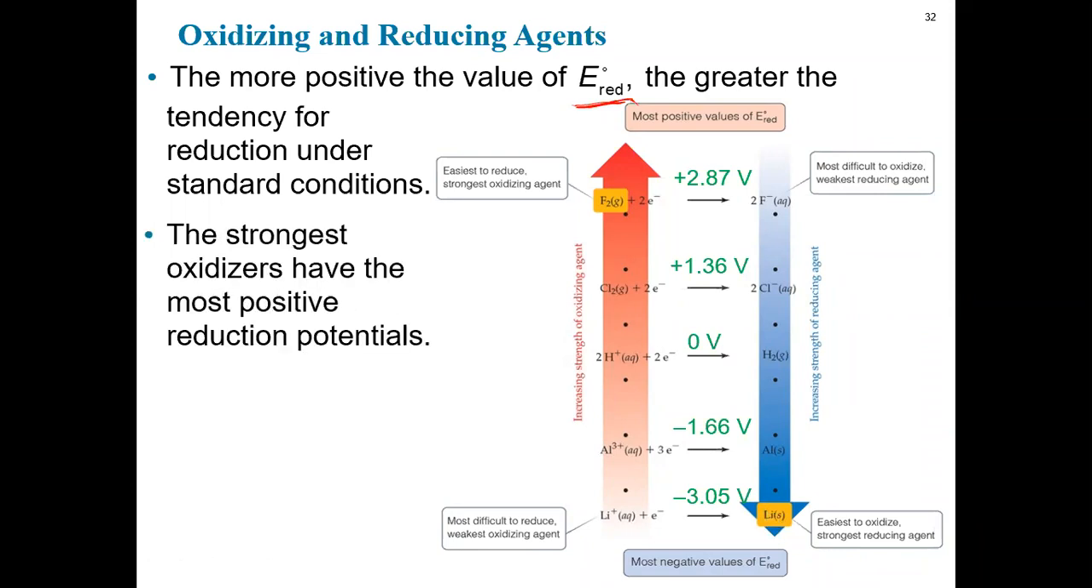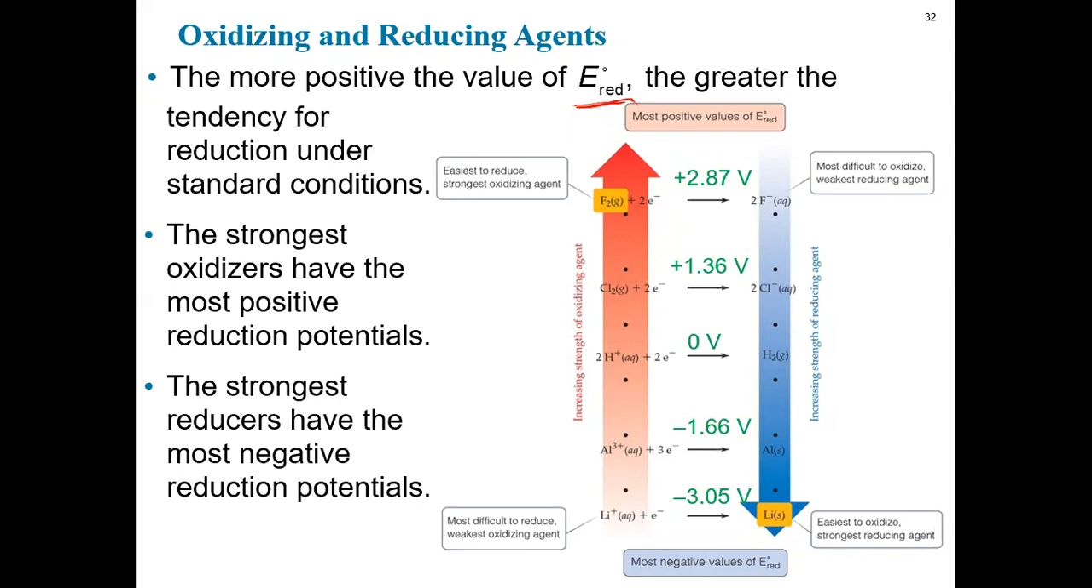So from this graph here, we can compare a few substances, molecules, or ions. We can see this F2 gas is the strongest oxidant, and the lithium solid, Li solid, is the strongest reducing agent. So this is how we can compare who is a stronger oxidant and who is a stronger reductant.